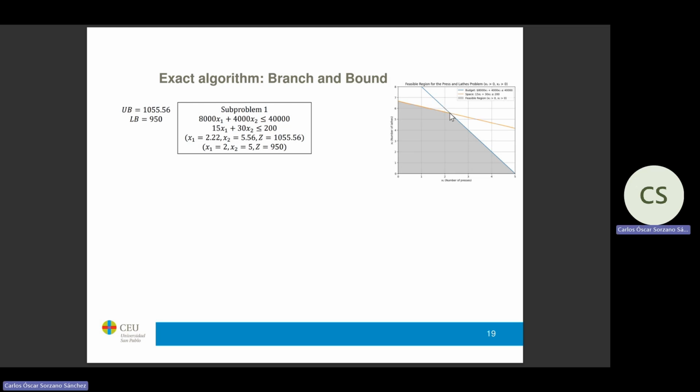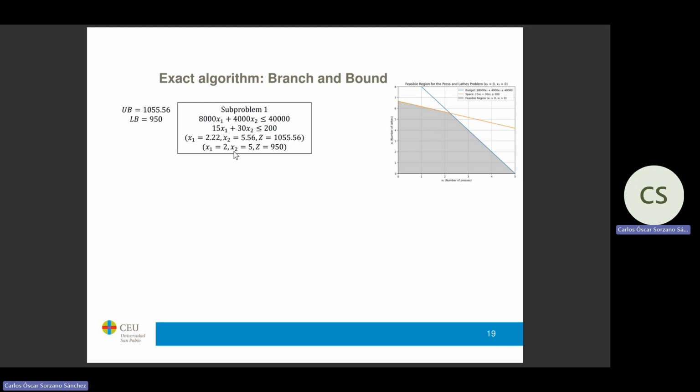But again, we learned that yesterday. So if you evaluate that function in this corner, the value you get is 1055. But this is not an integer, so this solution is not feasible in the original problem.